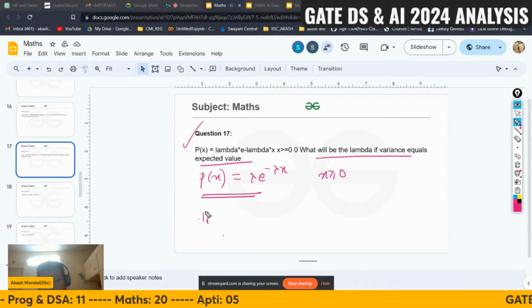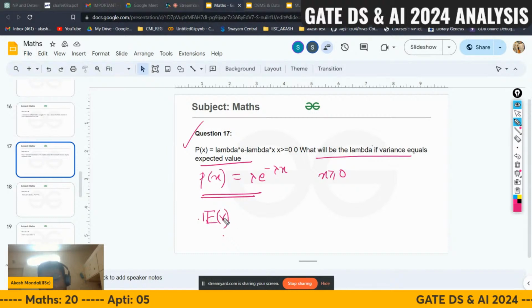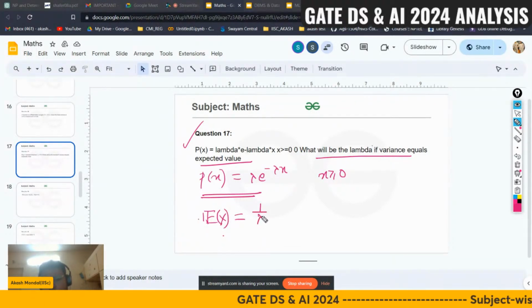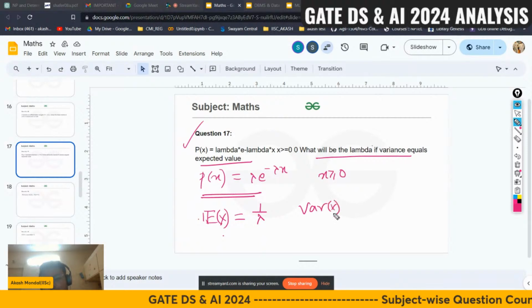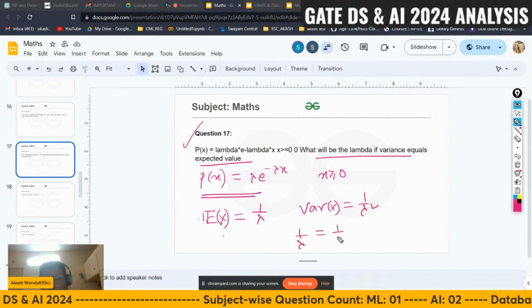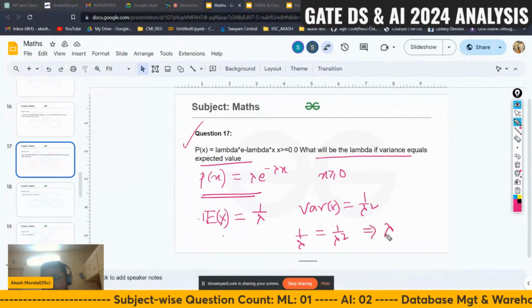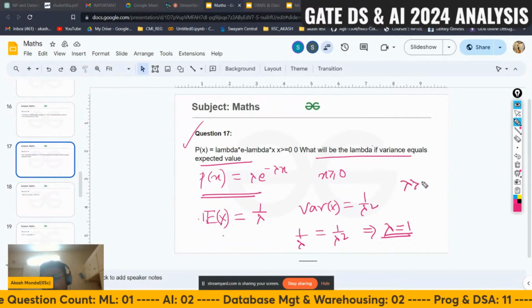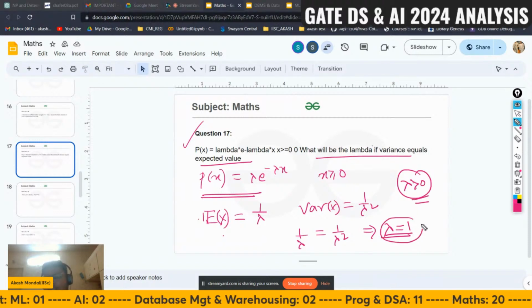The expected value for an exponential random variable is 1 upon lambda, and variance is 1 upon lambda square. They both are equal, so 1 by lambda equals 1 upon lambda square. If we solve, we will get lambda equals 1. Of course, lambda is always greater than 0, so lambda equals 1 is the solution.